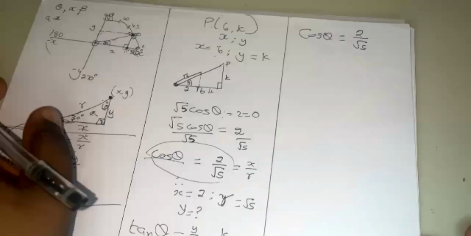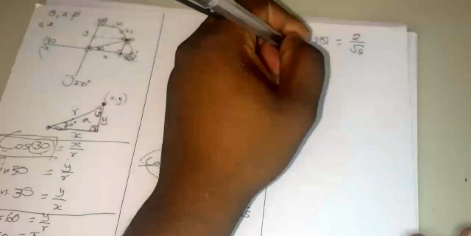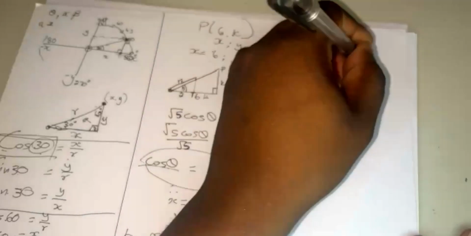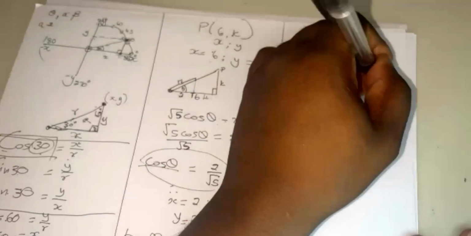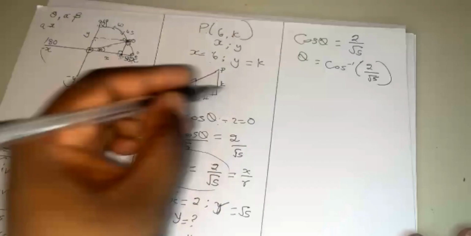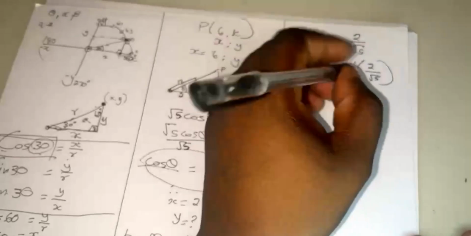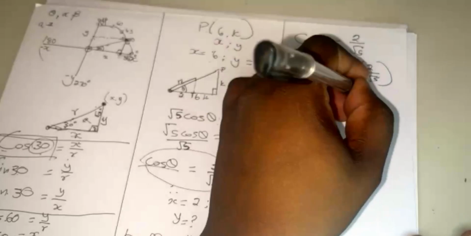How can we find the value of theta? We'll say cos theta is equal to 2 over root 5. So how do we get the value of theta? We will say shift, press cos, then it's going to give a -1. Then we write 2 over root 5. Then it's equals to, when you press on a calculator, it will say theta is equal to 26,565. So to 2 decimal places, 26,57 degrees. This is the value of theta.